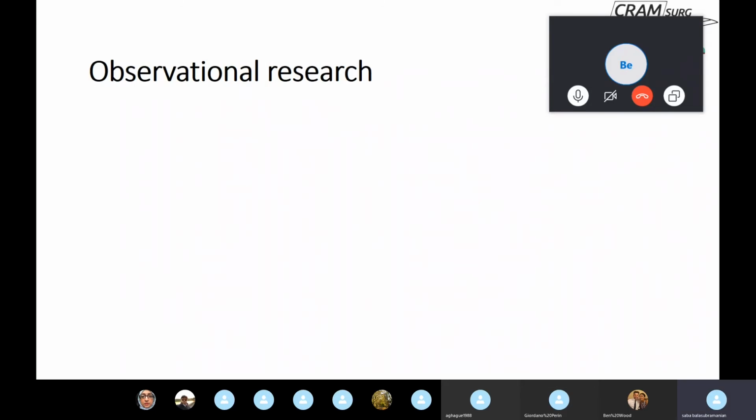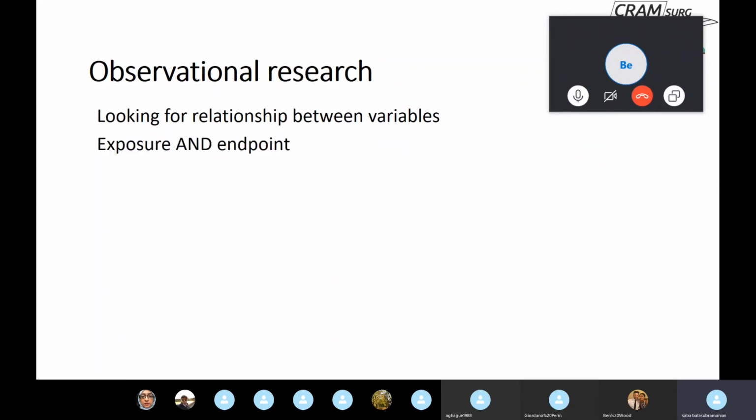Okay, so let's move on to observational research. So we've talked about experimental research or interventional research, and now we're talking about observational research. Now, in most observational research, you need to be looking for the relationship between different variables. The variables can be classed as one of two different types. One is the variables that are associated with or linked to exposure or risk factor. And the other group of variables are variables that are linked to the endpoint. So keep exposure and endpoint in mind.